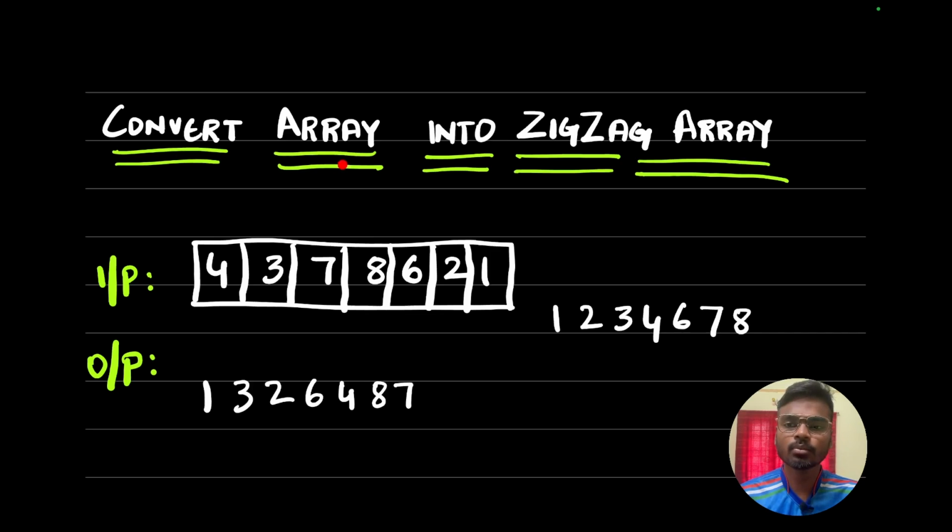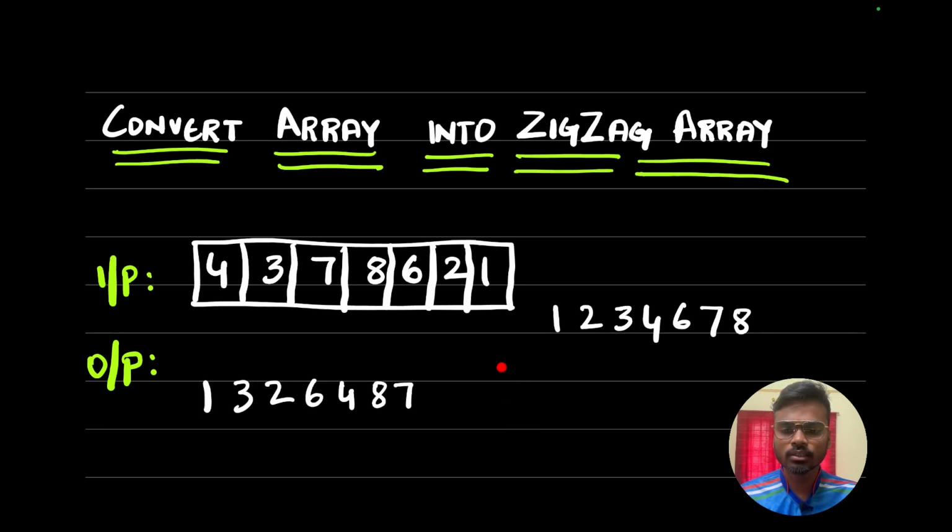In this video we are going to discuss a problem, and that problem is: convert the given array into a zigzag array. So this problem is very simple and easy to understand. If you can see on the screen, we have been given a random array of integer elements, and the expected output should be an array in zigzag format.